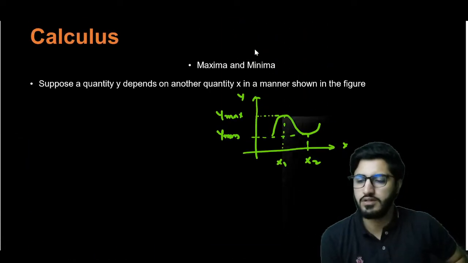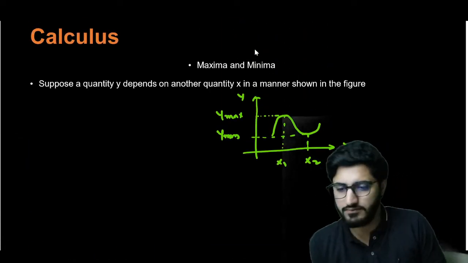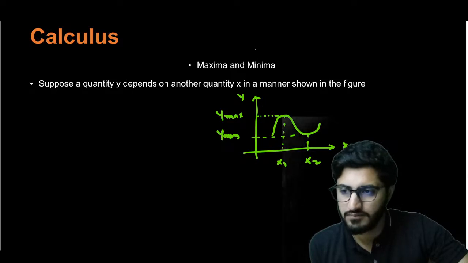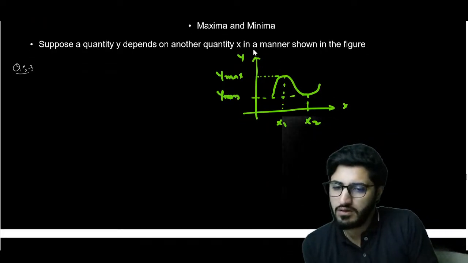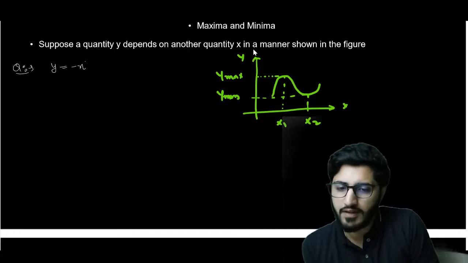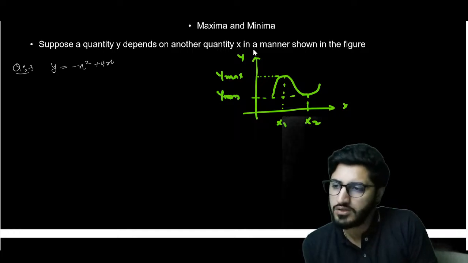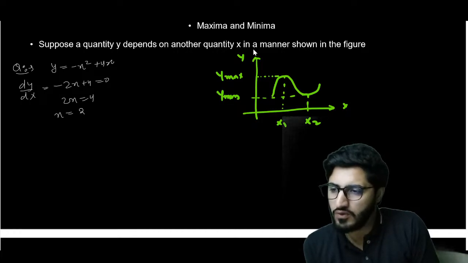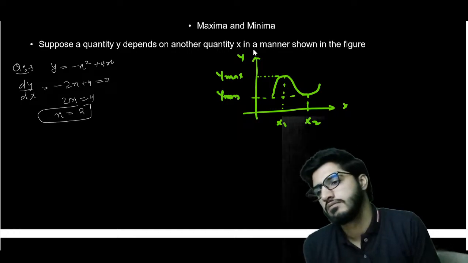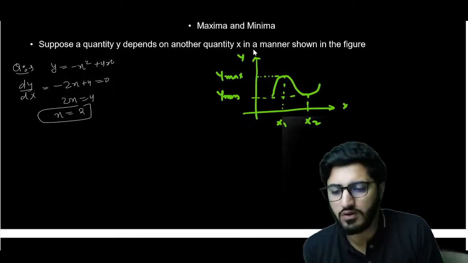Okay, we will do one more now to get this one done. If we have y equals minus x square plus 4x, so my dy by dx would be equal to minus 2x plus 4. Take it as 0. So my 2x becomes 4. My x came out to be how much? 2 only, no? My x came out to be 2 only.